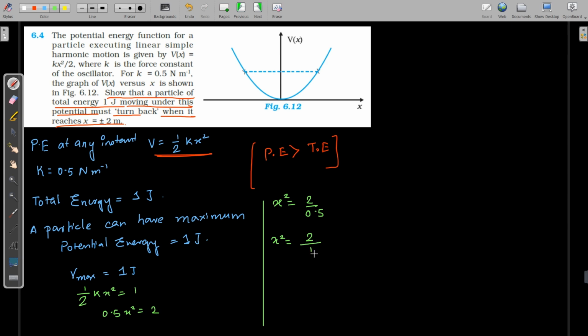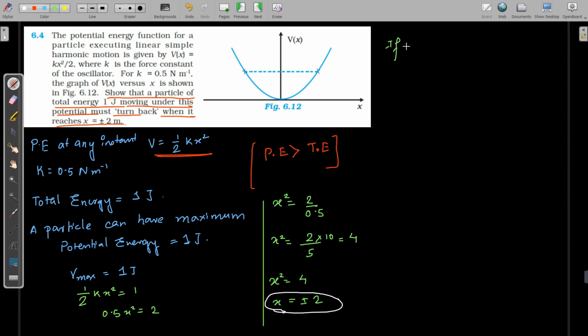2 by 0.5 means what? 5 by, that is equal to how much? 4. So x square is equal to 4. So x, we are getting plus minus 2. So the particle can go a maximum distance of how much? x equal to plus minus 2.